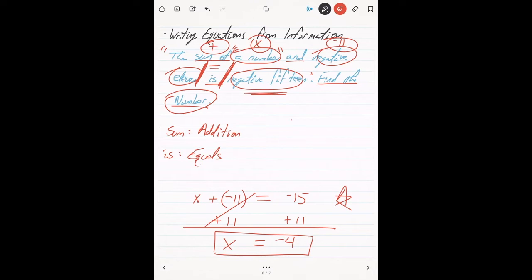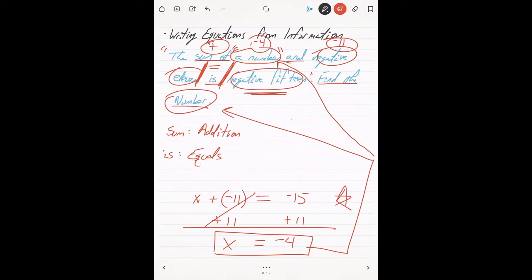In fact, okay, let's reflect on this. Negative 4 is a number. Well, okay, maybe that wasn't the most descriptive problem, but we have negative 4. It's a number, so we got what we needed to find there. And does it satisfy this problem? Maybe it would be helpful to change every time you see a number in here to negative 4 and let's see if it works. The sum of negative 4 and negative 11 is negative 15. Is that true? Well, yeah, it is in fact. So we're pretty confident that we have the correct solution here.